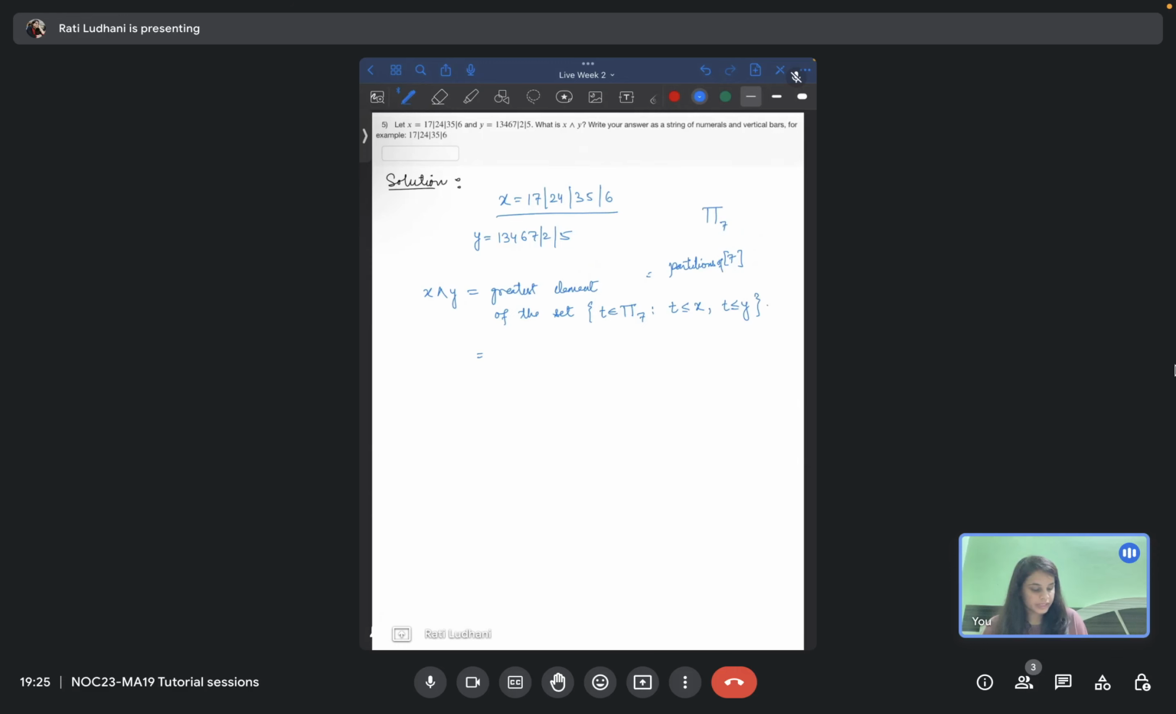So let's write what this set is basically. Let's forget about greatest first. What is this set? All those t belonging to pi 7 for which t is a refinement of 1, 7, 2, 4, 3, 5, 6, and t is a refinement of 1, 3, 4, 6, 7, 2, 5. All those t you need to consider. So firstly let's see what all these t are. For this, you can split which are already split, right? So you have 1, 7, 2, 4, 3, 5, 6.